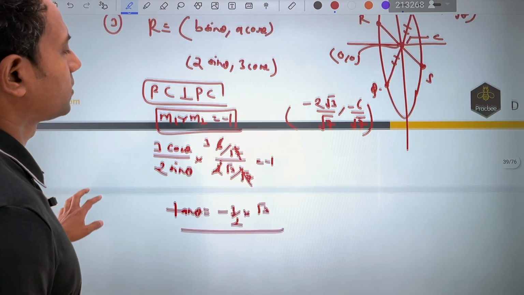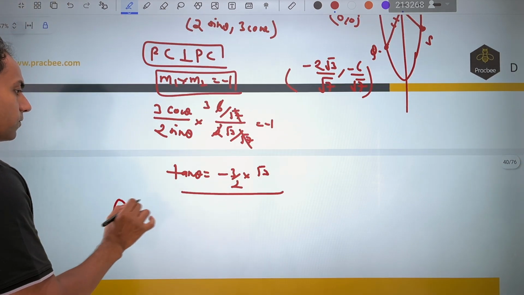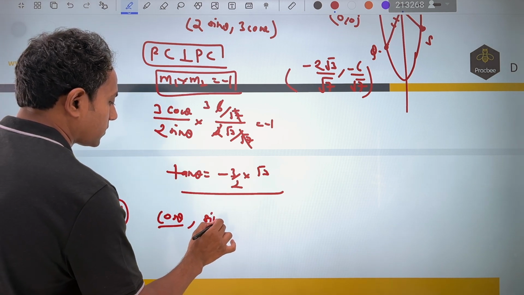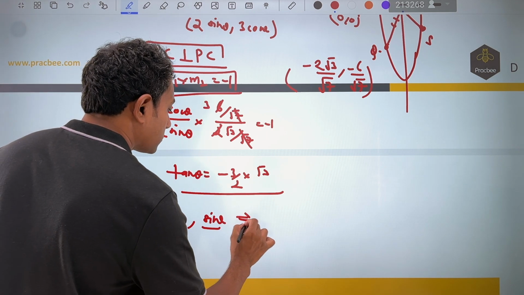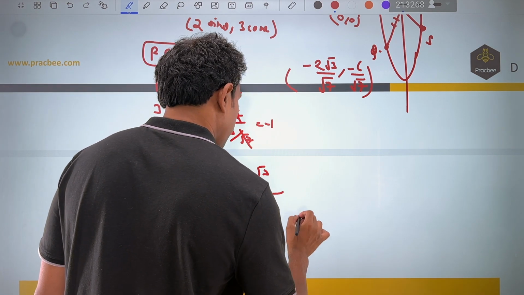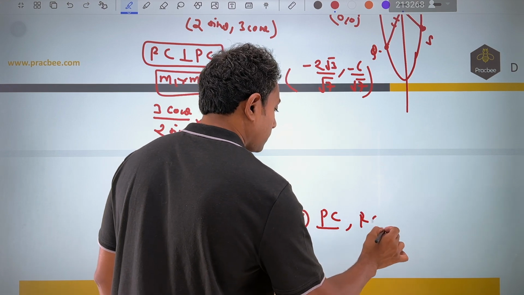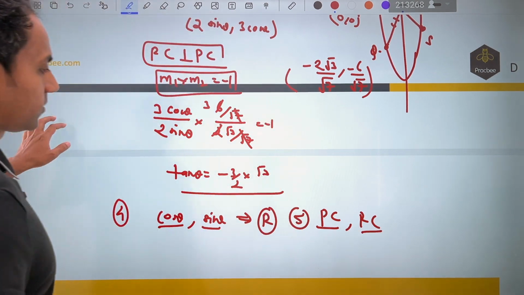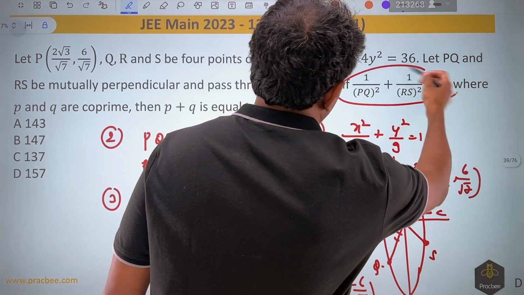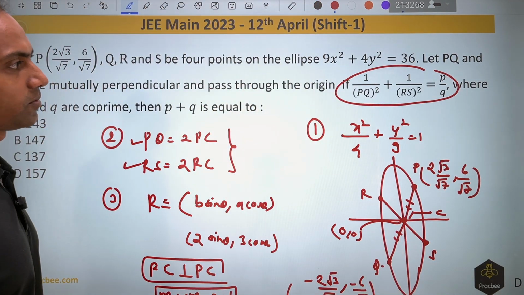Now from tan theta, the next step would be the fourth step. From this tan theta, I will find the value of cos theta and the value of sin theta, and once you have got this, you have got the point. In the fifth step, PC we already know. Using this, we will also find the value of RC. And then once you have got the value of PC and RC, we'll put it here and get the answer, because PQ is nothing but 2 times PC, RS is nothing but 2 times RC.